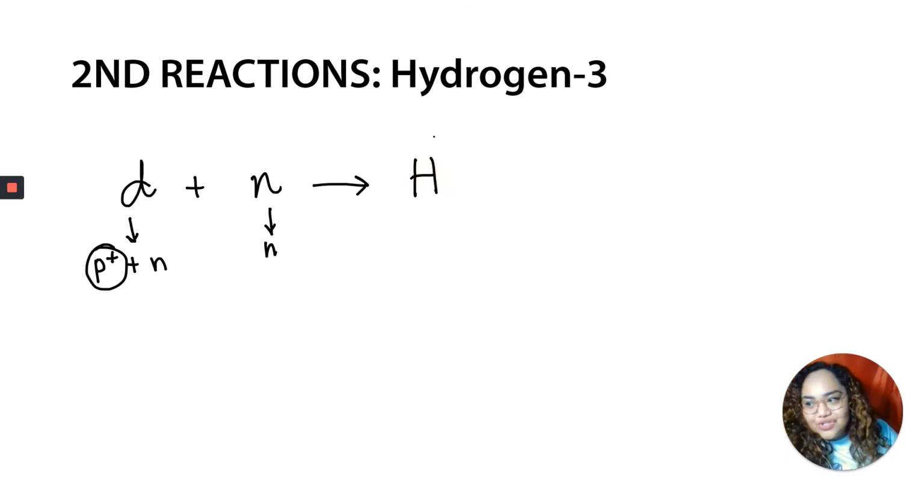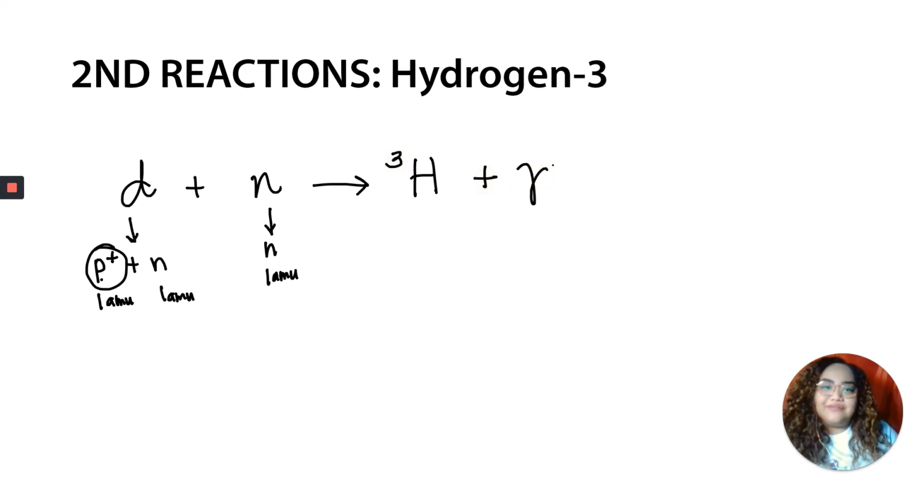Now, how much does the hydrogen weigh, or what is its mass? You have 1 AMU here, plus 1 AMU here, plus another 1 AMU here. So how much is that? 1, 2, 3? That's 3. That's why it's called hydrogen 3. And then gamma rays. So that is hydrogen 3.